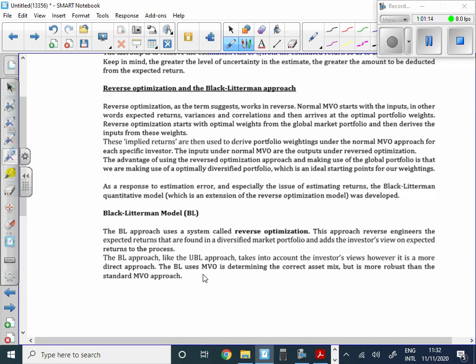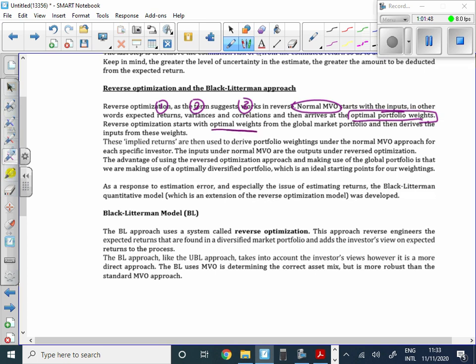Normal MVO starts where? With the inputs. And guys, I'm boring you to tears. What are the inputs? There are three: returns, variances, and correlations. And from those three major inputs, the model arrives at optimal weights. But remember, we said we don't like these optimal weights because sometimes they're extreme weights, and in fact it has not optimized my process at all, but has increased my errors. They are error maximizers.